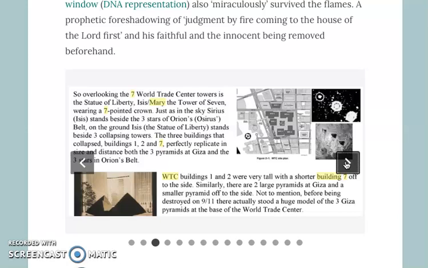And that Building 7 in the World Trade Center, which was taken down alongside the 9/11 attacks, was representative of Mary Magdalene.